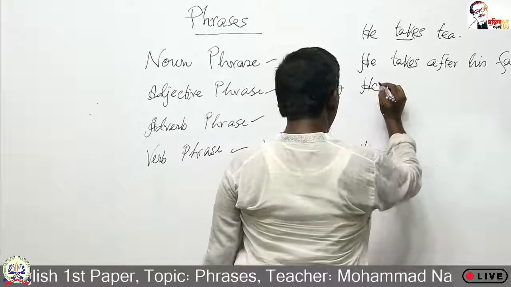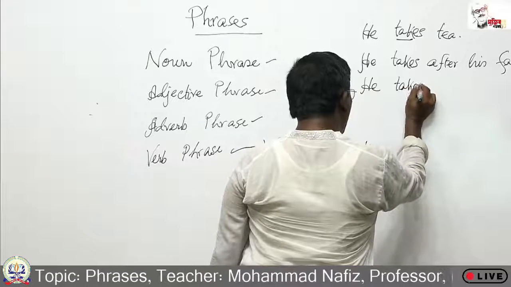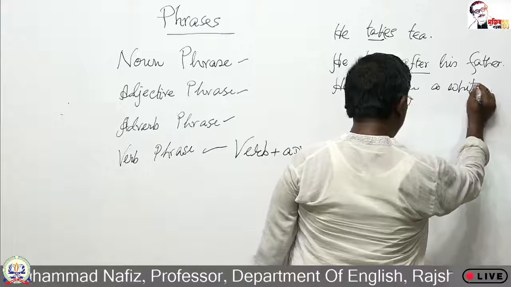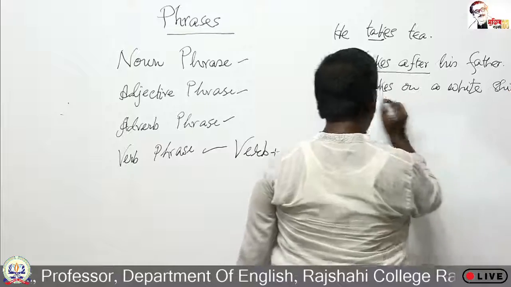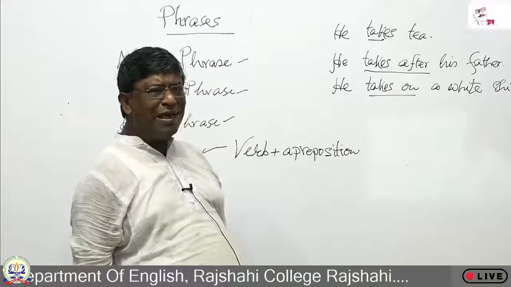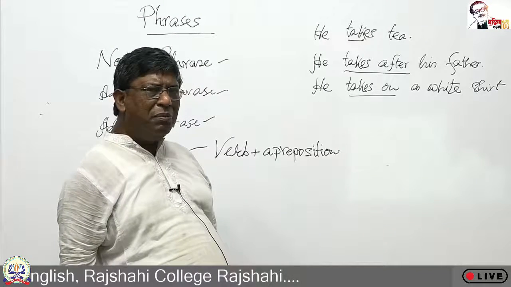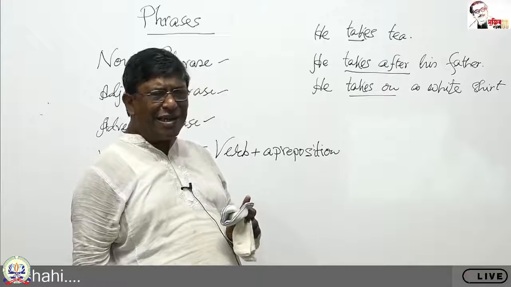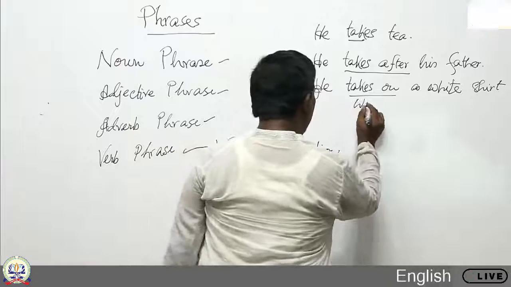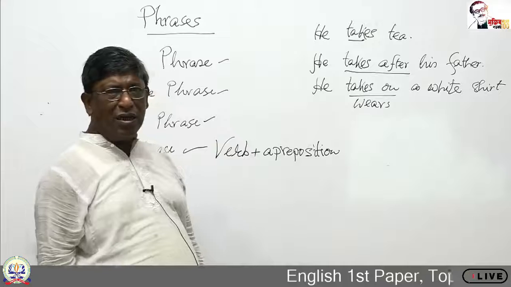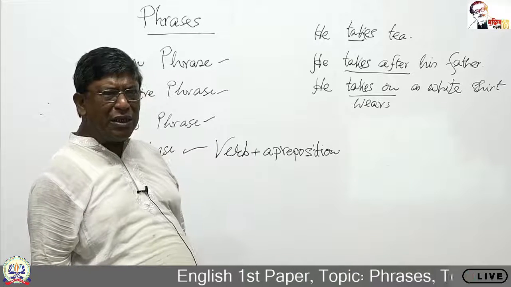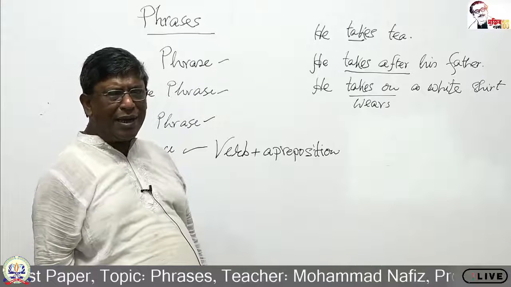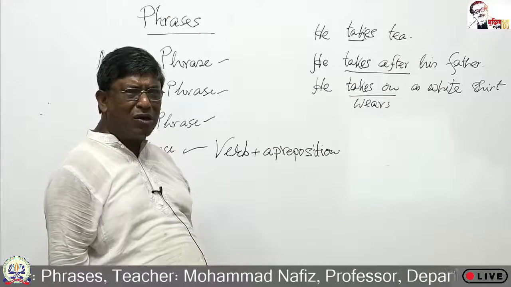Again, you see, he takes on a white shirt. That is, here, the verb takes and the preposition on together make a single verb sense that means wear. He wears a white shirt. Such are the examples of verb phrases in which a verb is followed by a preposition and the verb and the preposition all together make a single unit in a sentence, such as takes after or takes on.